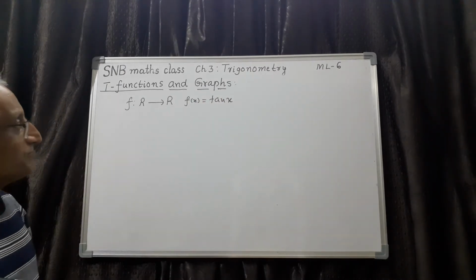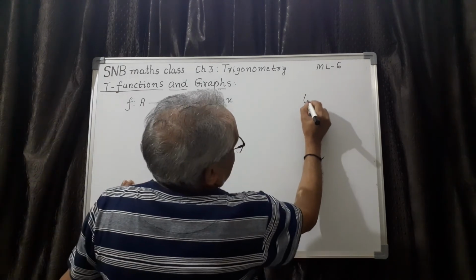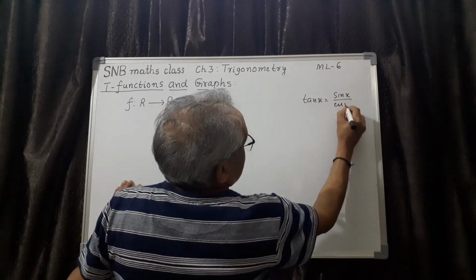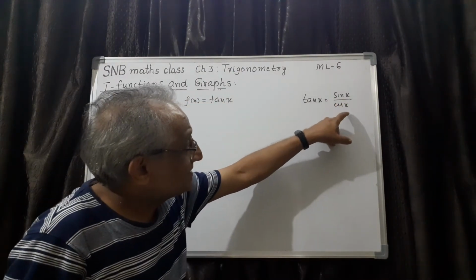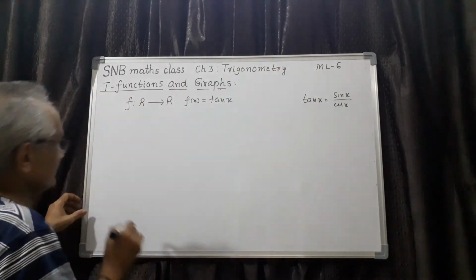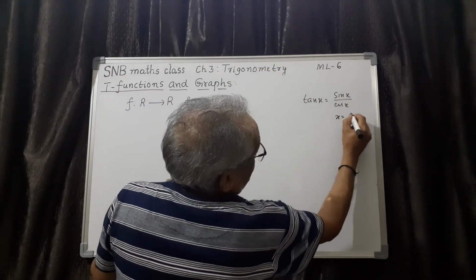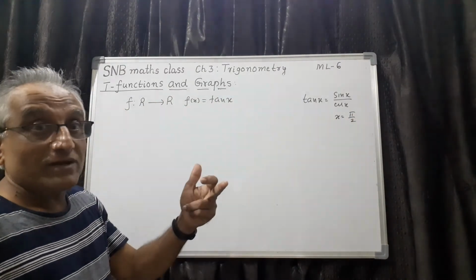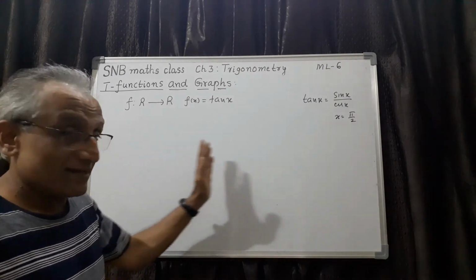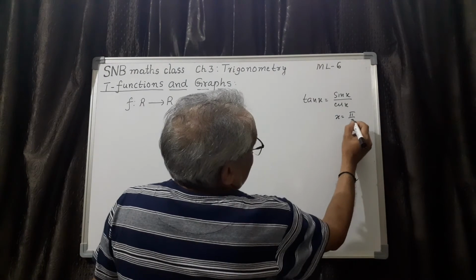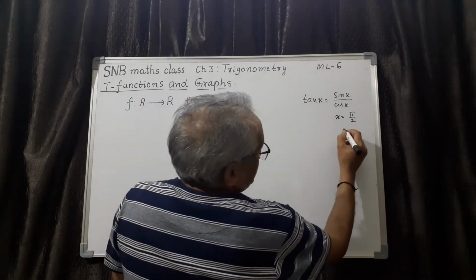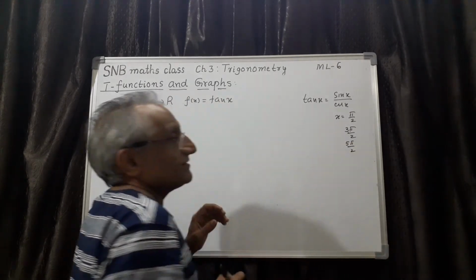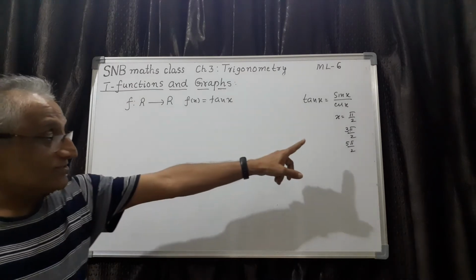But here there is a problem. See, what is tan x? Tan x equal to sin x by cos x. Whenever cos x is 0, this is not defined. For example, when you take x equal to pi by 2, cos pi by 2 is 0, and at all odd multiples of pi by 2 cos is 0. That you have to understand once the graph is over. So at pi by 2 it is not defined. Similarly, 3 pi by 2 is not defined, 5 pi by 2 is not defined. So how to draw the graph? That is one thing you have to understand.